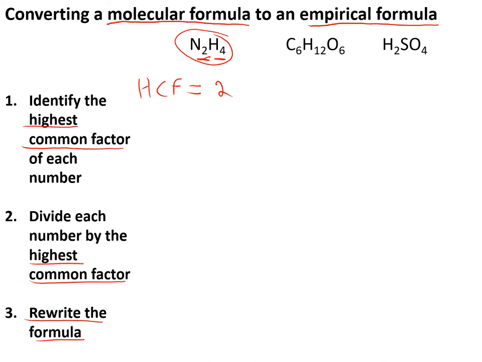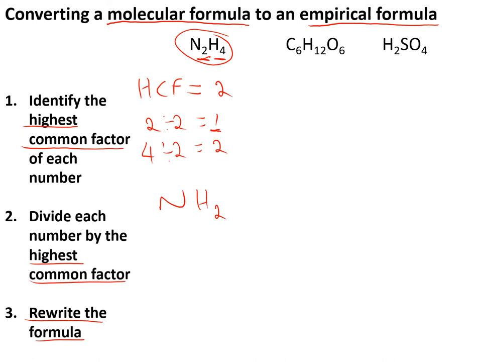So my nitrogen is going to be 2 divided by 2 equals 1. And for hydrogen, it'll be 4 divided by 2 equals 2. So my formula is going to be NH2. Because there was 1 N, I don't put a number there. I just leave it as N.